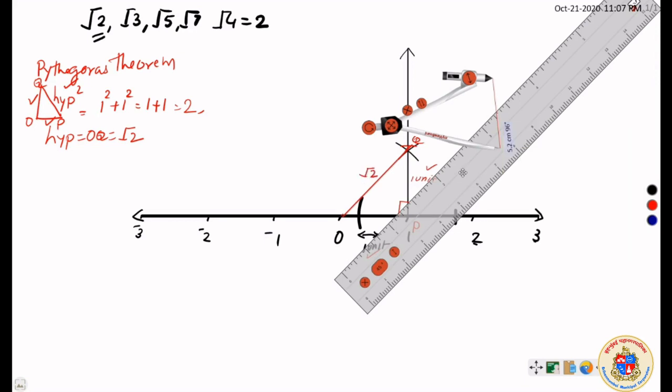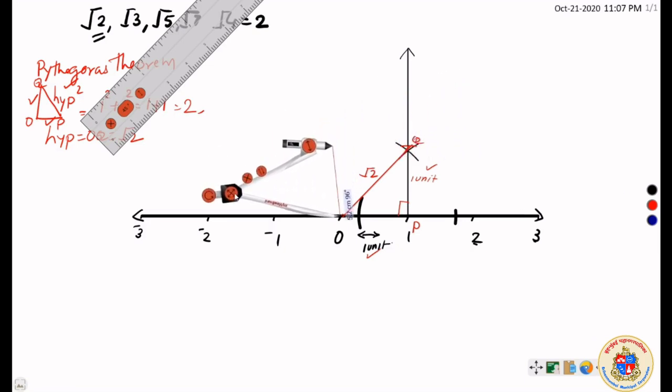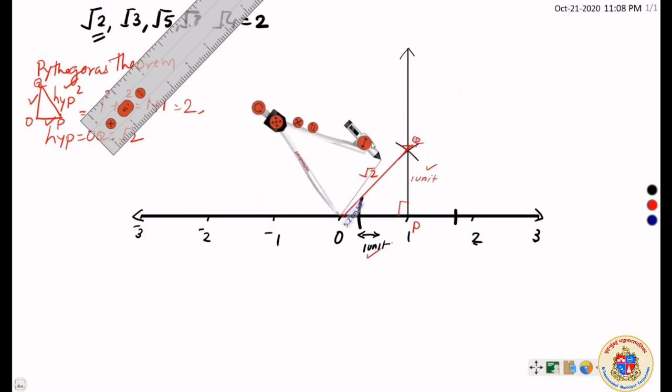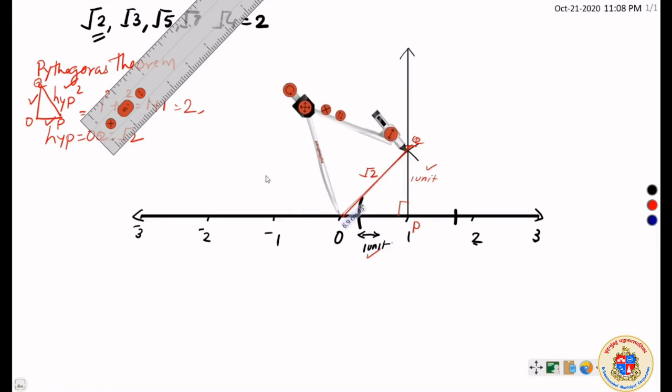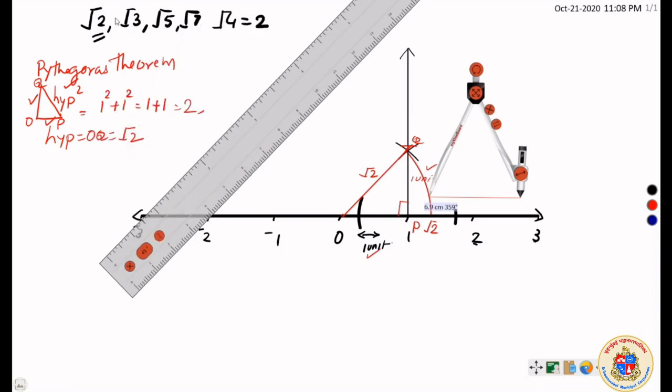If this length is root 2 units, if it is centimeter, root 2 centimeter, why can't I trace that to the number line? Then I can mark it. This length is root 2 according to the principle now. So I am bringing that down. This point I will mark as root 2 without any hesitation. Root 2 is drawn on the number line.